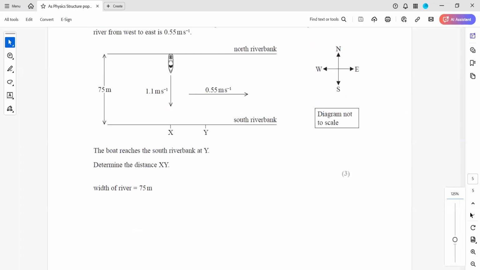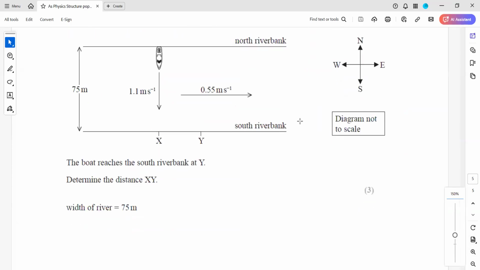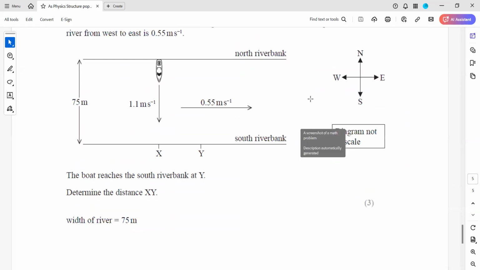In question 3, the boat reaches the south of a river bank at Y. Determine the distance between X and Y. So how can we determine this? 7.5 meter is this distance and the vertical speed is 1.